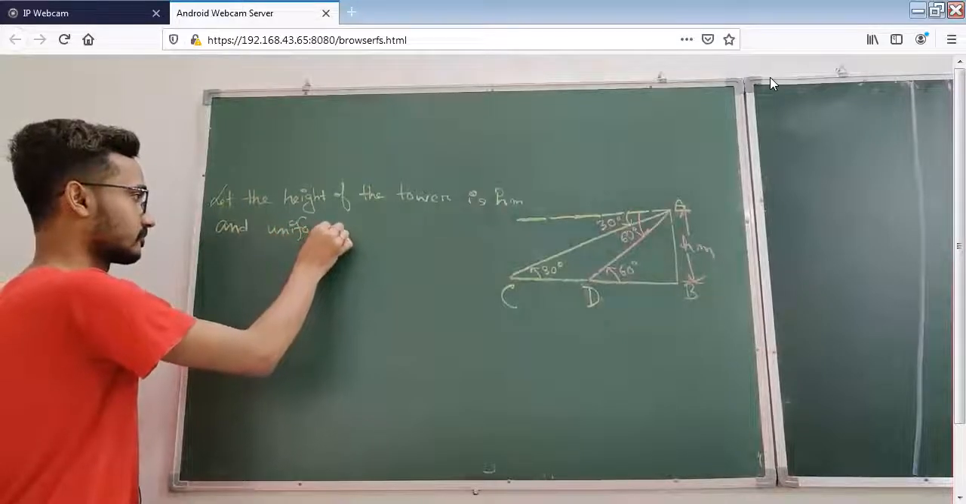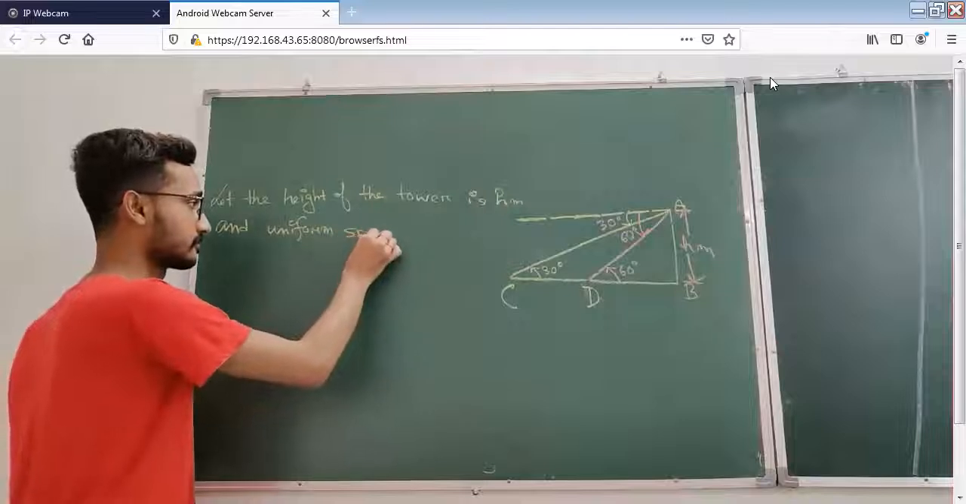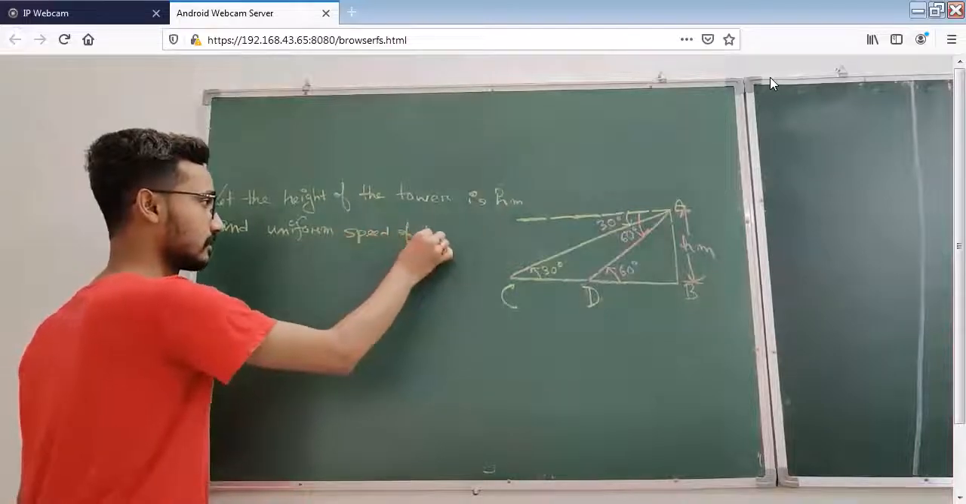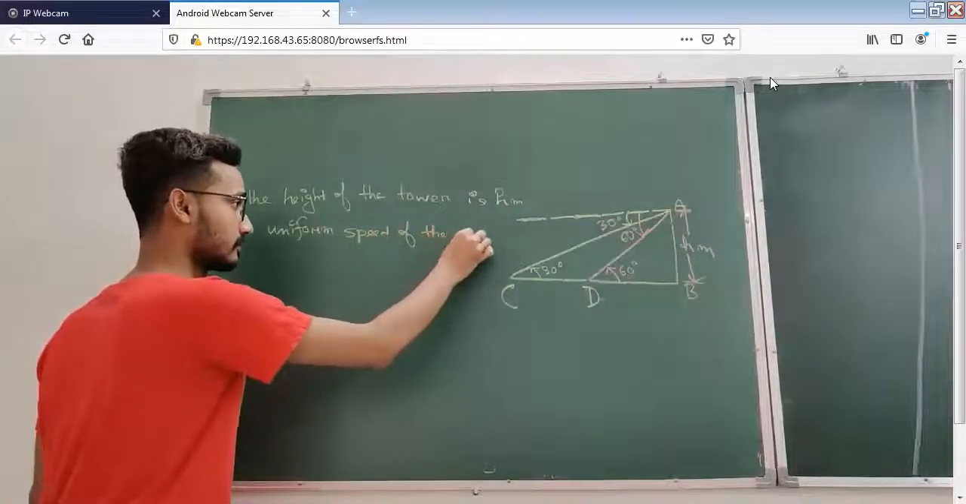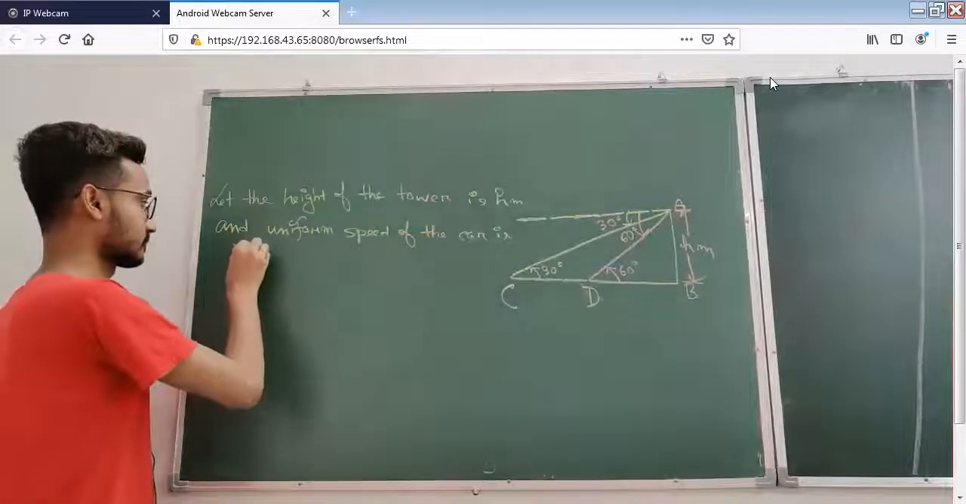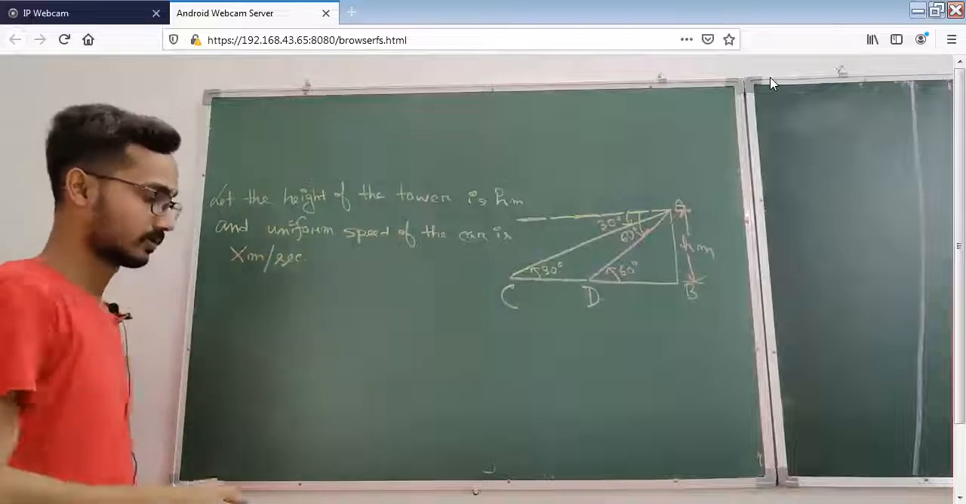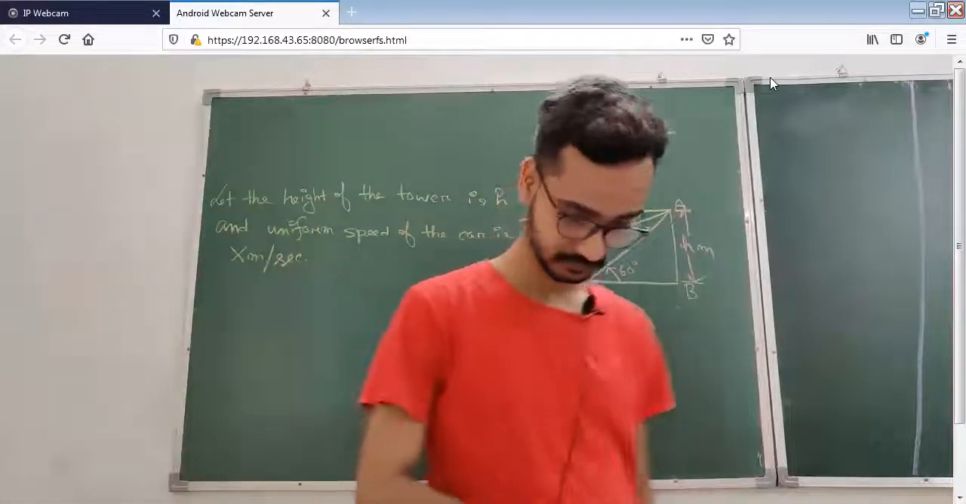Let the uniform speed of the car be x meters per second. Okay, clear?